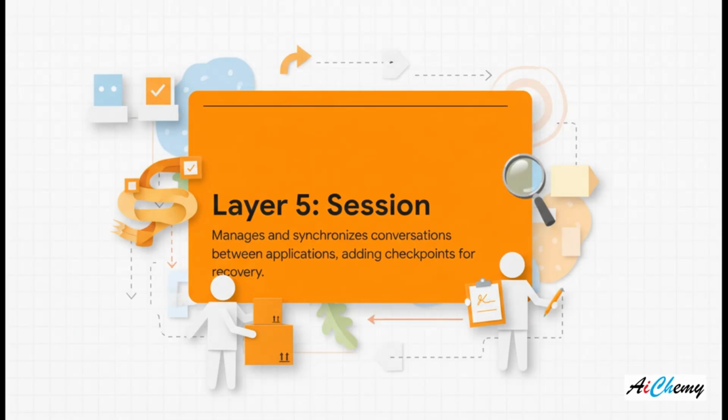Then we have layer 5, the session layer. You can think of this as the conversation manager. It's the one that opens the communication line between 2 applications, keeps that conversation going, and then closes it down neatly when it's all over. It's also super useful for things like big file downloads. It can add checkpoints along the way, so if your connection drops halfway through, you can just pick up where you left off instead of having to start the whole thing from scratch.